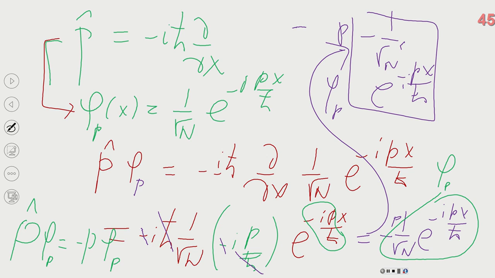But acting by the momentum operator on a plane wave, you are reproducing the plane wave again, with the value of momentum in front. How do we verbally describe it? The momentum operator and plane wave functions are in relation. The plane wave function is an eigenfunction of the momentum operator. So this is an example of an eigenvalue problem.